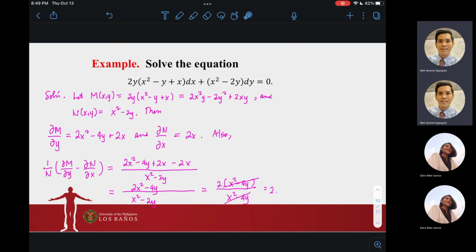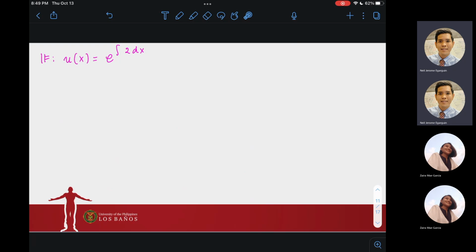Specific kung kanino ka nag-i-integrate. Depende yung kung sino yung integrand na kinonsider niya. So here it's easy. Integral ng 2dx is just 2x plus an arbitrary constant c. But again, we choose c to be equal to 0. Hence, our integrating factor is e to the 2x. Alright? Para mas simple. But of course, kung gusto nyong iba yung i-consider, mag-add ng constant, then that's fine. Exact pa rin yung lalabas na ODE.